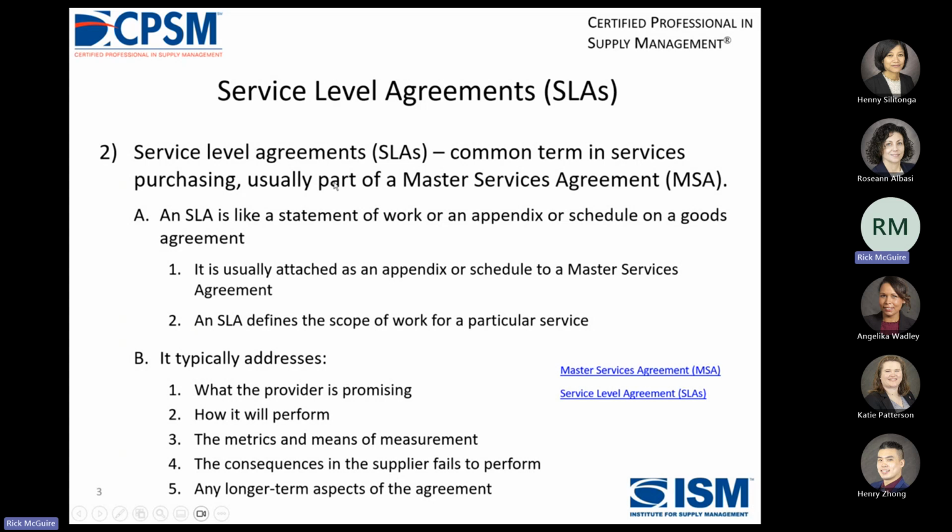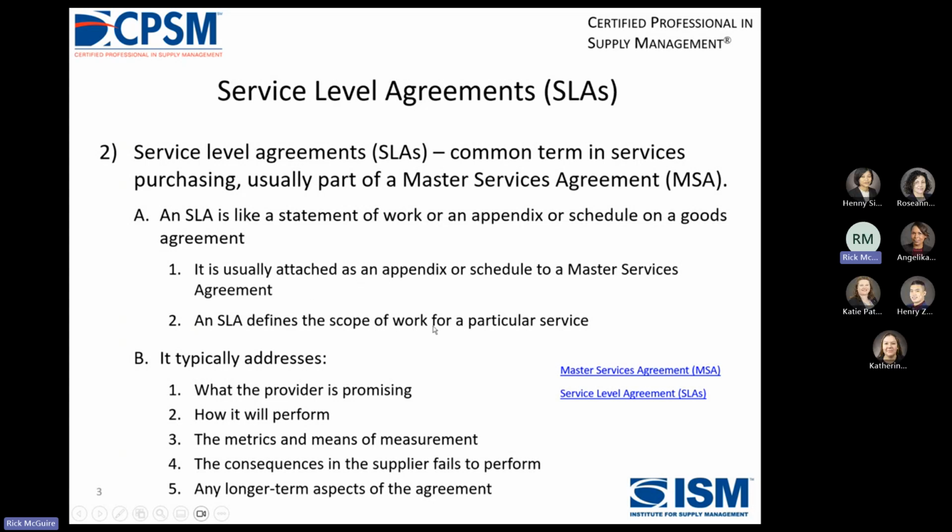Service level agreements, or SLAs, are a common term in services purchasing, usually part of an MSA. An SLA is like a statement of work or an appendix or schedule on a goods agreement. We don't use them in a goods agreement, but service uses them all the time. It's usually attached as an appendix to a schedule to a master services agreement. And an SLA defines the scope of work for a particular service.